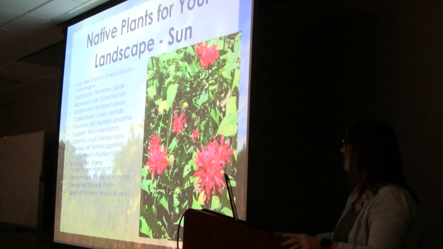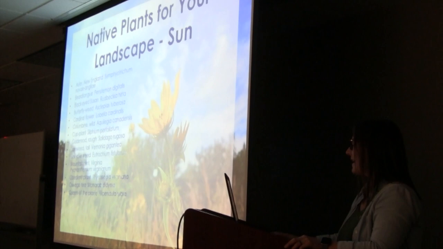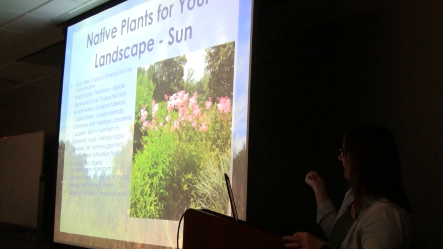And so here we have Scarlet Bee Balm, or Monarda didyma, another hummingbird magnet. And I just love this one, Queen of the Prairie. It just looks like cotton candy on a stick. Why wouldn't you want to plant that in your yard? Queen of the Prairie.